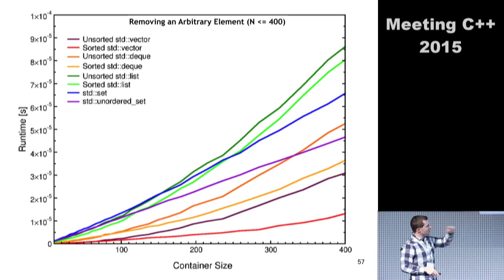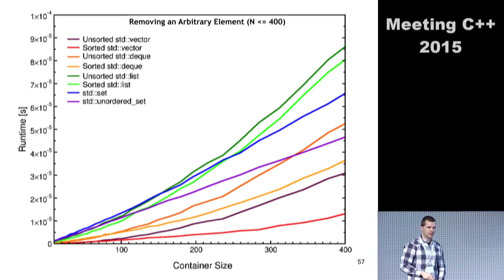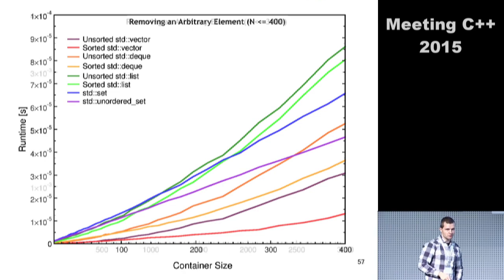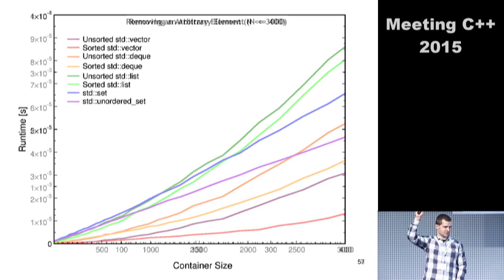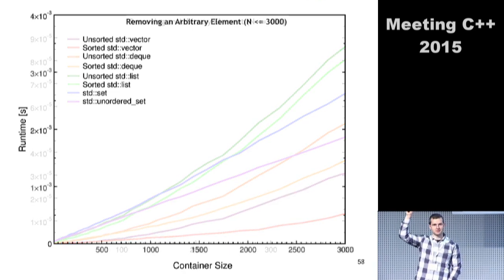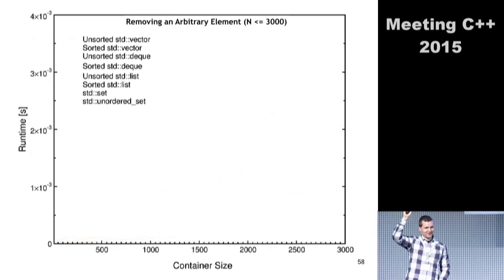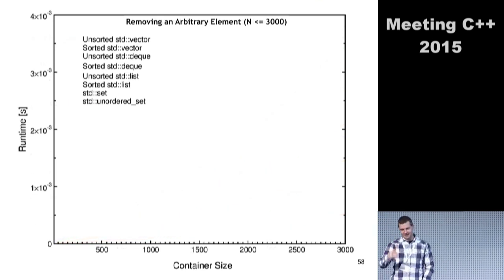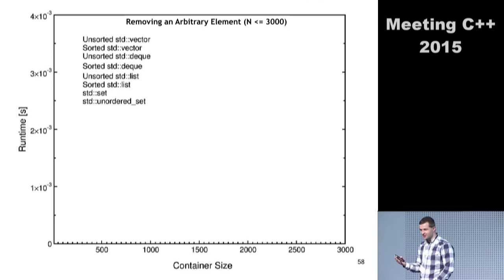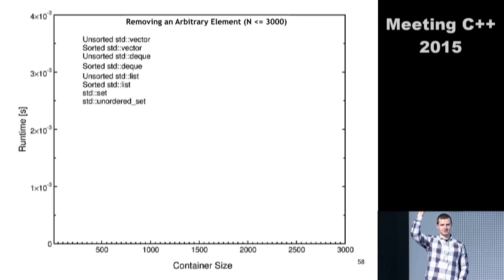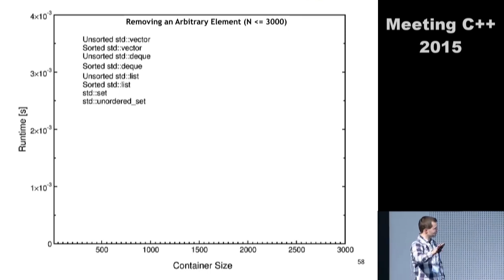If you go to more elements, 3000, does the game change? Would you still use a vector? Who says yes after this slide? Okay, and who says eventually a vector just has to degrade in performance? Okay, that's basically everybody. Great.